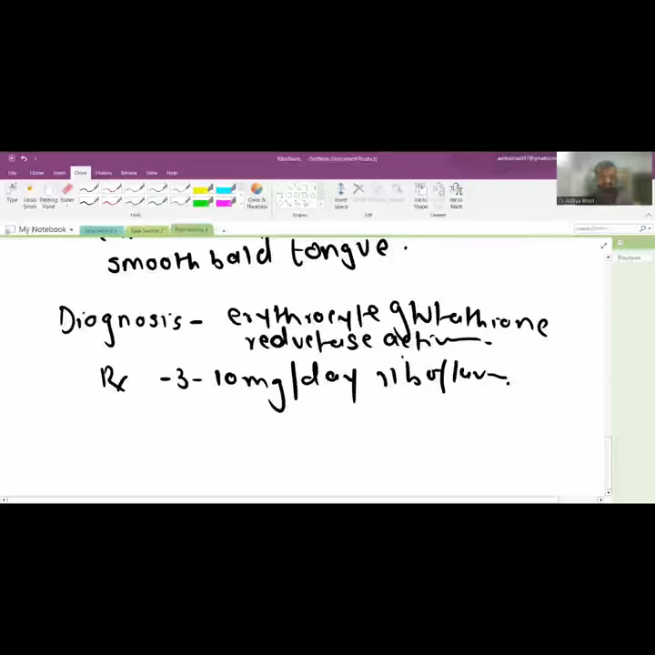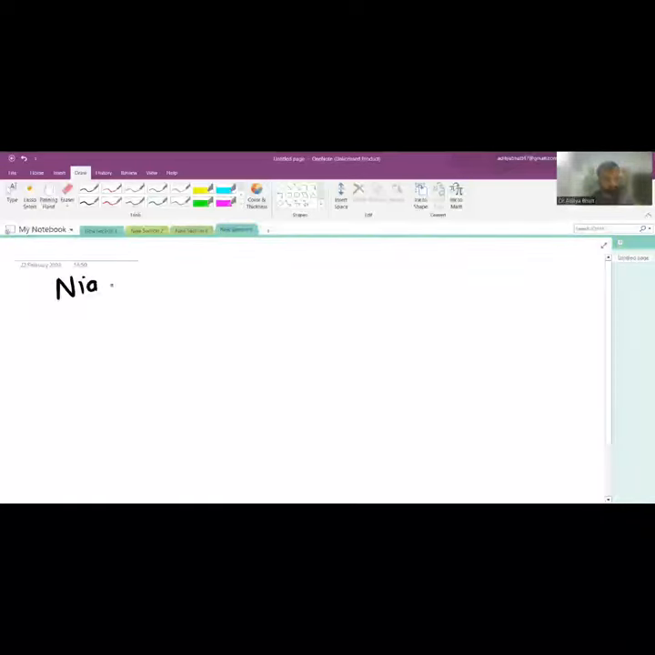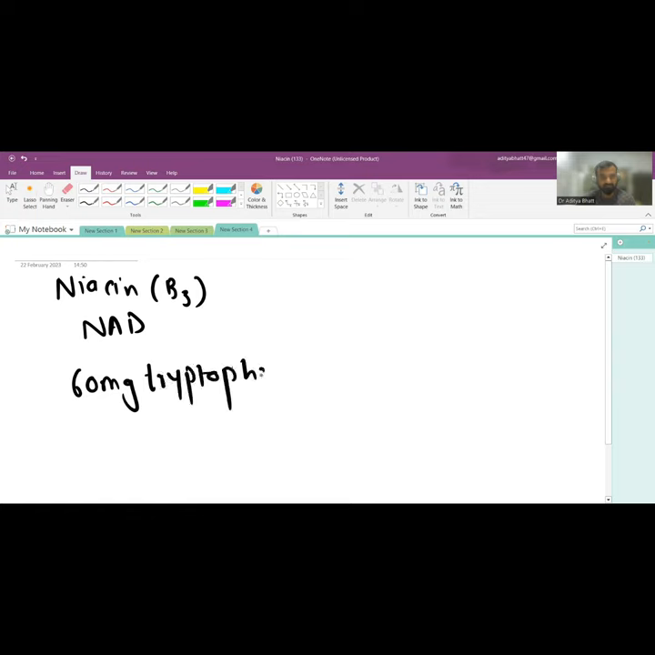Okay, now niacin. B3 is known as niacin, and niacin is a part of NAD enzymes, nicotinamide adenine dinucleotide, and it is very important in tryptophan processing. You also have to remember that it is formed from tryptophan: 60 mg of tryptophan forms 1 mg of niacin. So this conversion ratio you have to remember. Niacin is also very important in steroid synthesis, cell differentiation, and DNA processing.